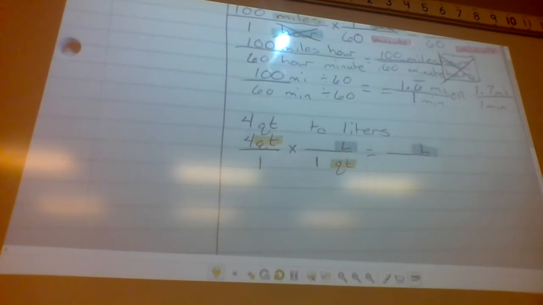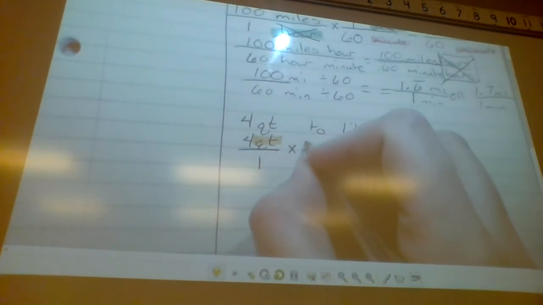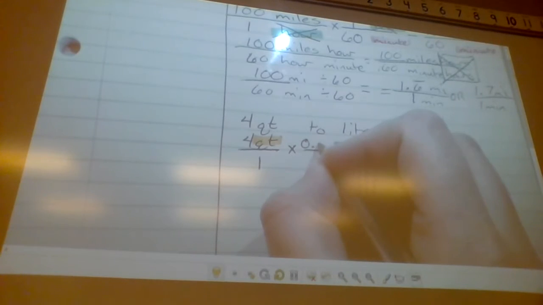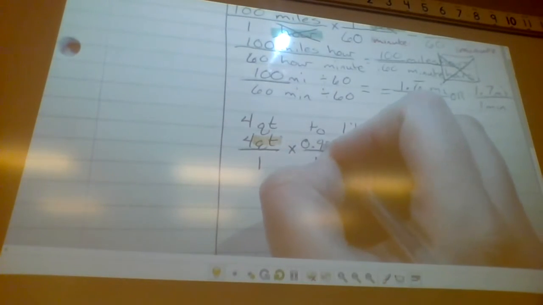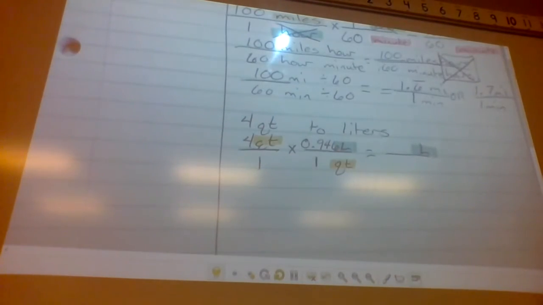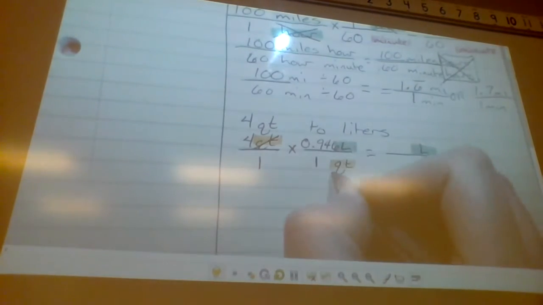Can you guys guess why? So you can get rid of it. What's 1 times 1? 1. No, that's going to make it easier. So 1 quart is how many liters? You look on that book page. 0.946. Okay. Our quarts cancel out.